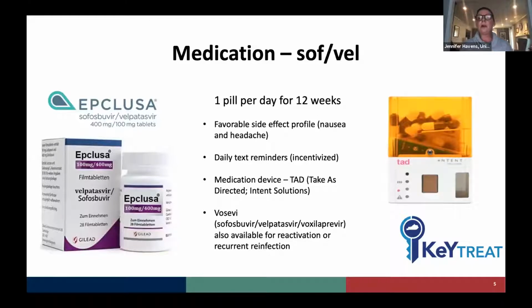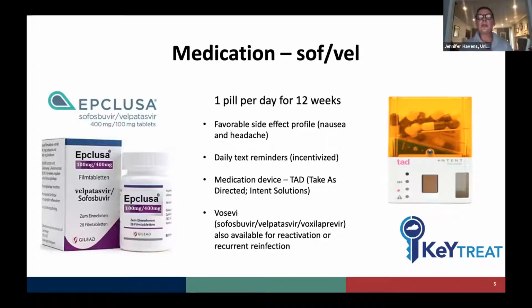And many of our participants also have this medication device, which is on the right. It's the Take as Directed, or TAD, developed by Intent Solutions, really with the purpose of dispensing scheduled drugs. That box in the middle is actually a fingerprint scanner. And all the way to the right, it's almost like a gumball machine. It delivers the pill. Since it's 1 pill per day, and we have set the time with each participant at which they'll take it, we have about a 24-hour window for which it will open.